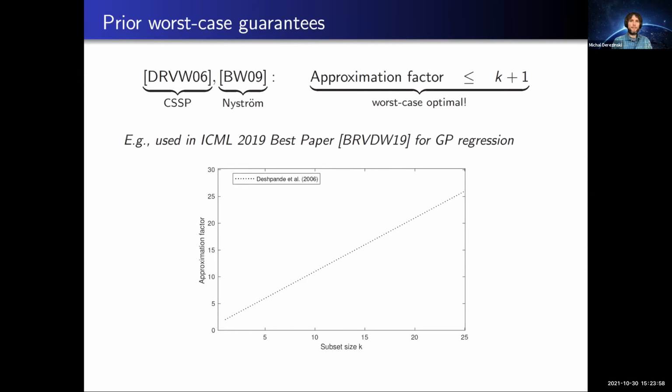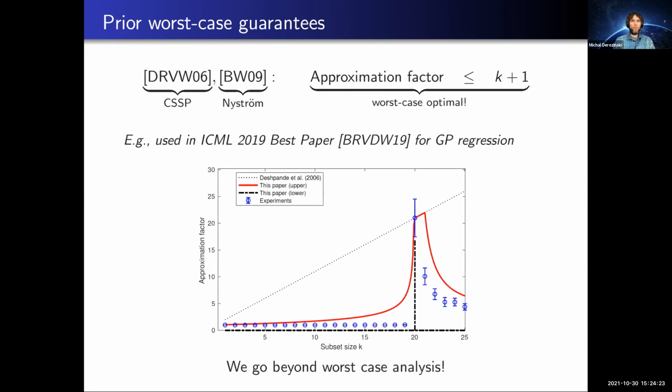So to understand this, we empirically tested the approximation factor for the worst case example given in the prior work. And as we can see, the factor does reach the worst case bound for one value of k, but then it rapidly drops down in either direction. So even for the worst case example, a high cost of interpretability is only a corner case. To explain this, we went beyond this worst case analysis so that we could accurately capture the nonlinear behavior of this approximation factor.